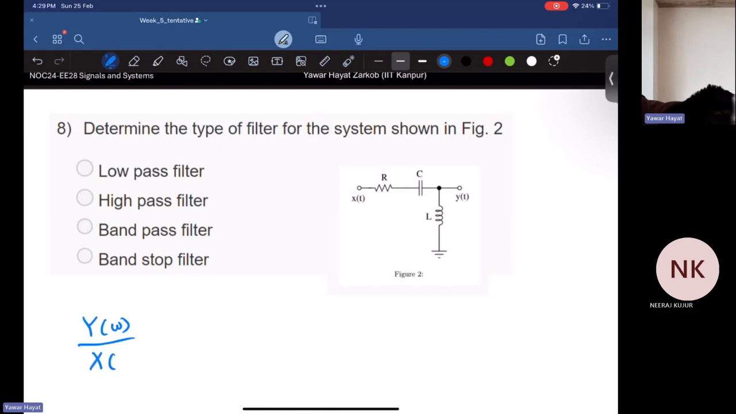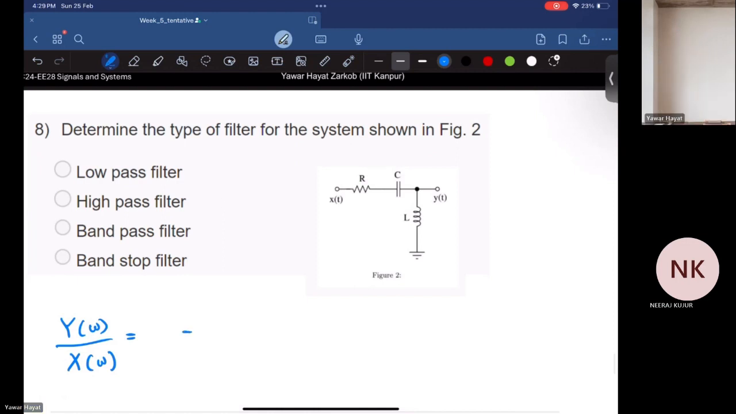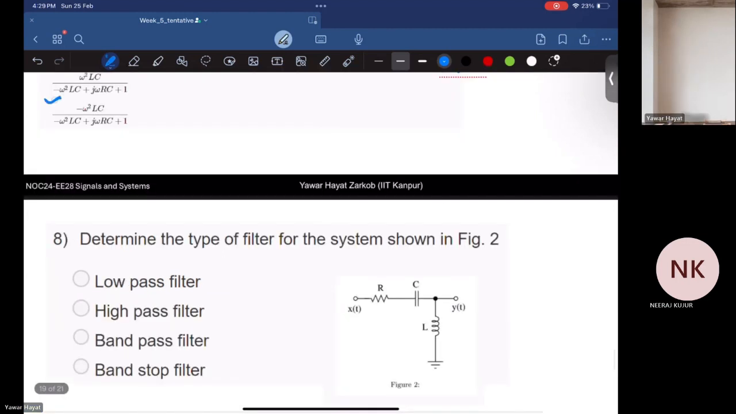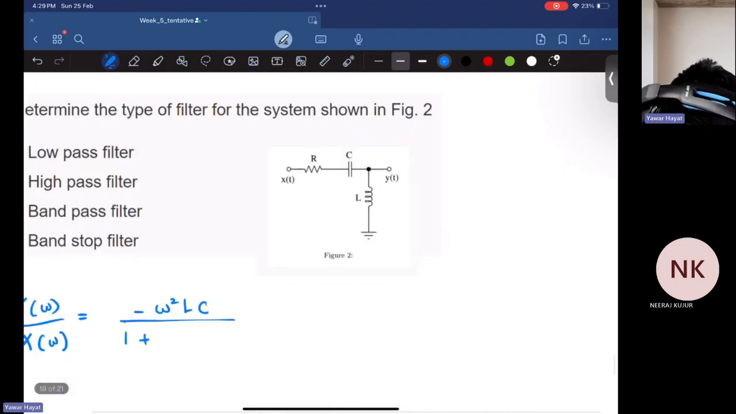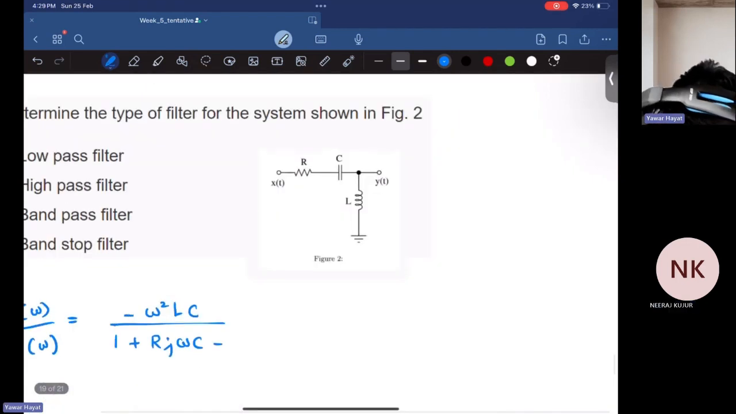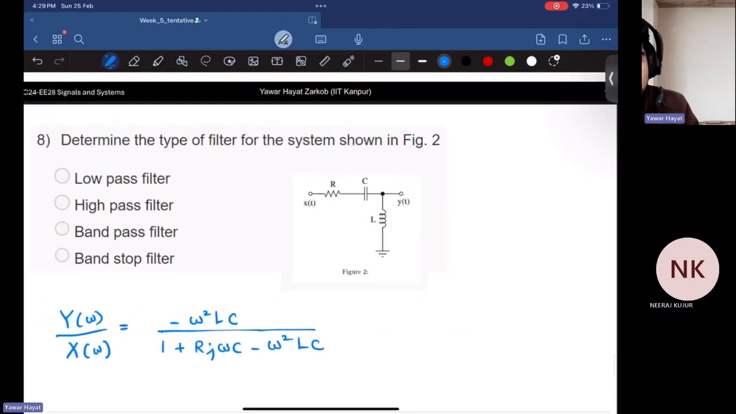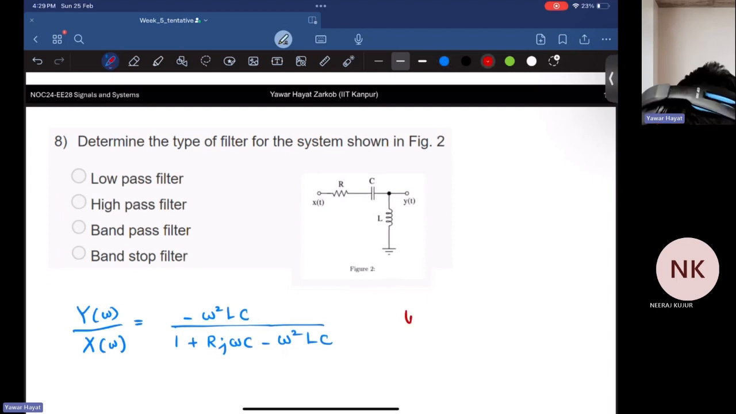Y of omega by x of omega. What was the transfer function? Minus omega square LC, all divided by 1 plus R j omega C minus omega square LC. Right, this was the transfer function. Now, for lower frequencies, what happens to this transfer function in the limit omega tends to 0? Right, let this be h of omega.